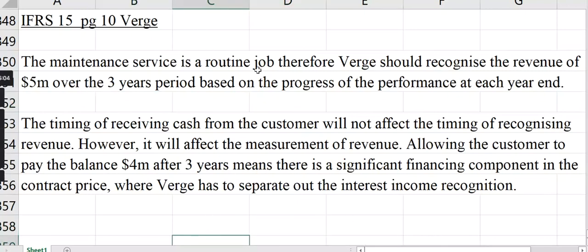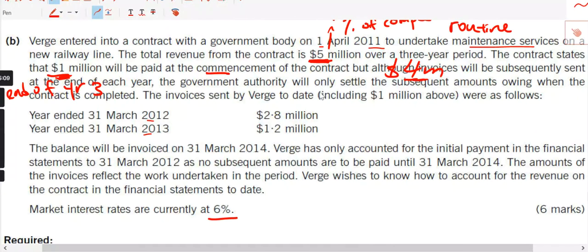Okay, I think I've done this. If you need more time, please let me know. Let's move back to the question now. Okay, now they are showing us the invoice amount. Invoices sent by us to date. To date means accumulated.